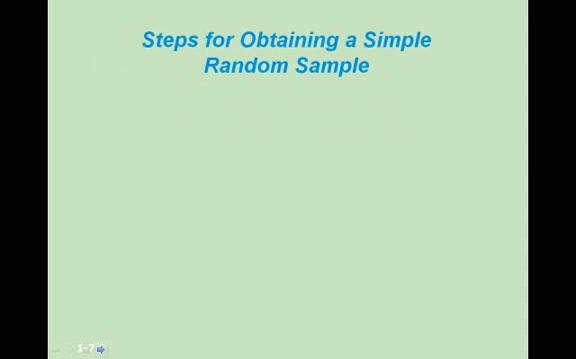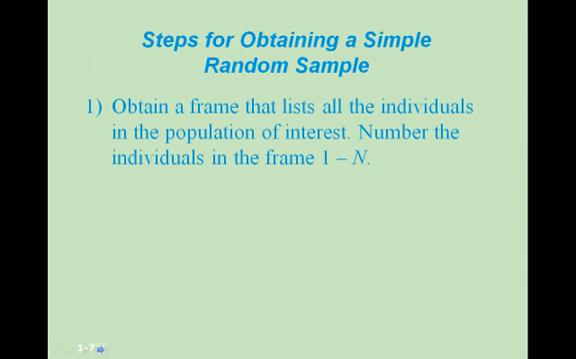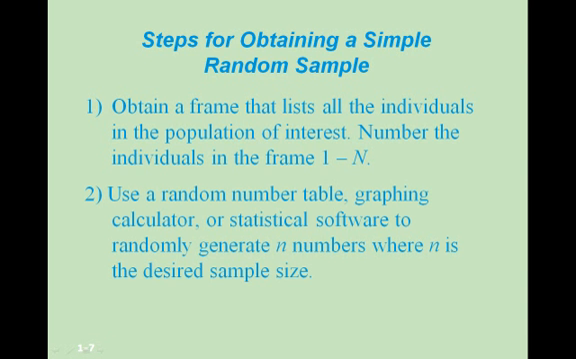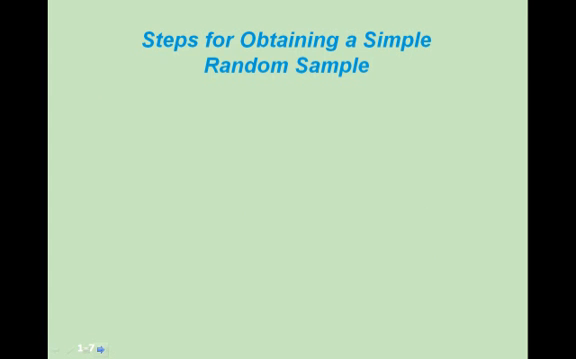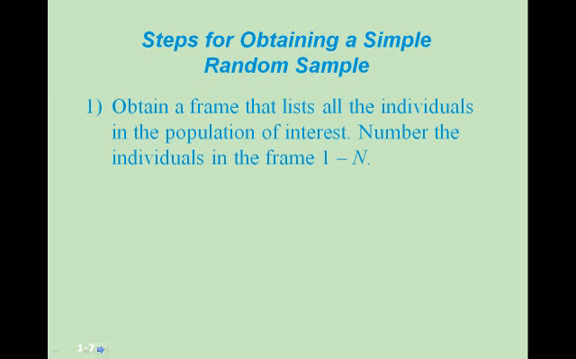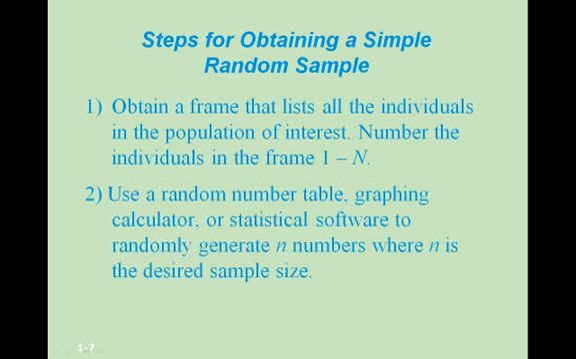Let's look at some steps for obtaining a simple random sample. First, we want to obtain what we call a frame. This simply lists all the individuals in the population of interest, and we'll number the individuals in the frame from 1 to n, where n is the size of the population we're interested in. Secondly, we use a random number table, a graphing calculator, or statistical software to randomly generate n numbers, where n is the desired sample size.